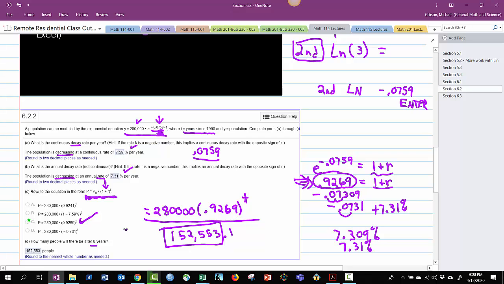Okay, last step, how many people will there be after 8 years? I'm just going to stick the 8 here in for the t. I'm just going to plug this into my calculator, put the 8 in for the t, and that got me this answer.